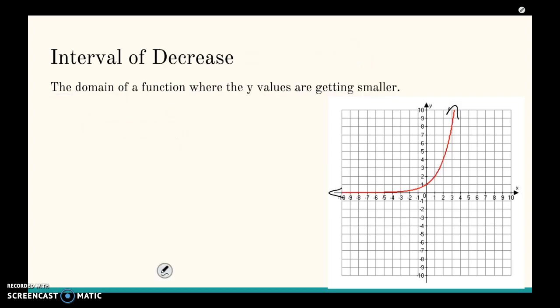So interval of decrease. Interval of decrease is going to be talking about when the line is decreasing, or in other words, decaying. So we have to have a line that's going downward, or decaying, in this example. The definition here is that the domain is going to be where the y values are getting smaller. So basically the same definition. The only difference is instead of larger, we're getting smaller. So with interval of decrease, our line has to be decreasing.